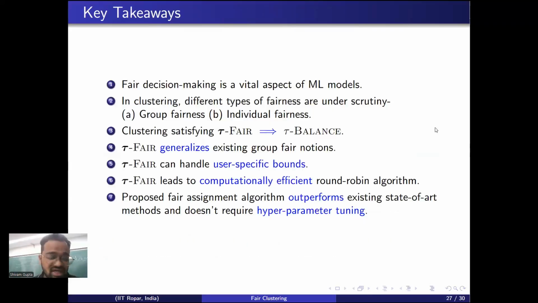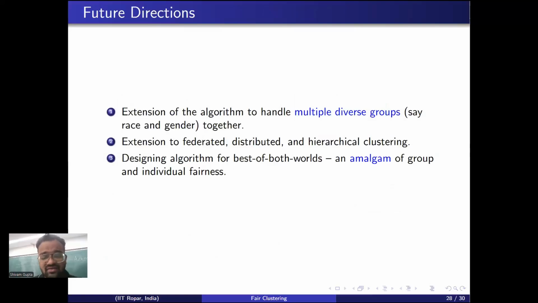So these are some of the key takeaways, and some of the future directions are that we can extend the work to multiple groups, and we can look at an amalgam of different fairness notions.